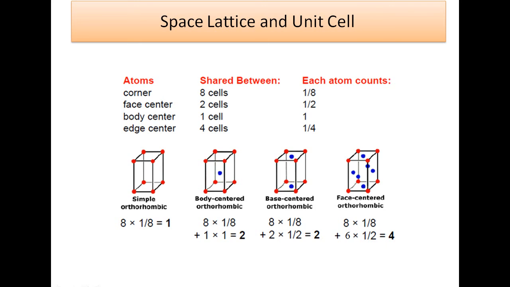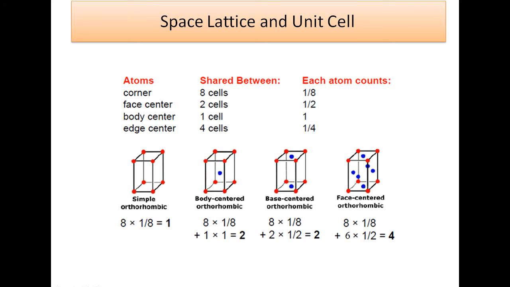As we can see here, when an atom is present at a corner, it is shared between 8 cells, so its contribution is 1 by 8. If an atom is present at the face center, its contribution is 1 by 2. If an atom is present at a body center, its contribution is 1 towards a unit cell. And if the atom is present at an edge center, each particle will be shared by 4 cells and its contribution will be 1 by 4.